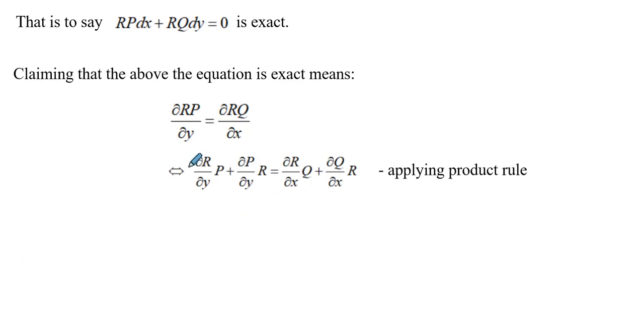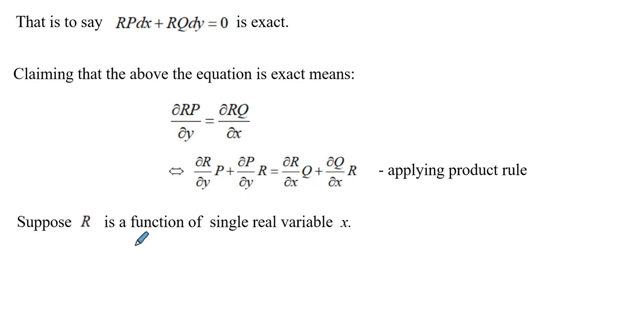In that case, applying the product rule on both sides here, considering r and Q as a product of two functions, we can differentiate partially with respect to y, and get this kind of a term on the left hand side. And on the right hand side, we are differentiating with respect to x, applying the product rule, we will get this kind of a term.